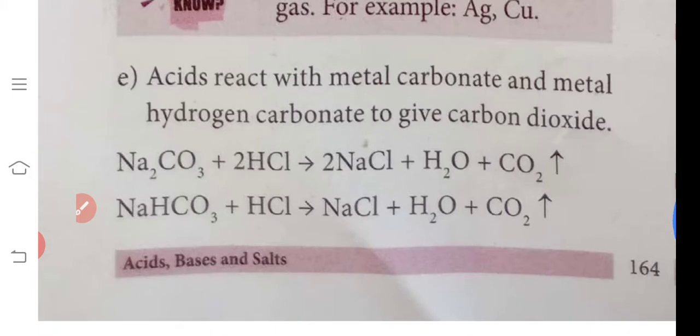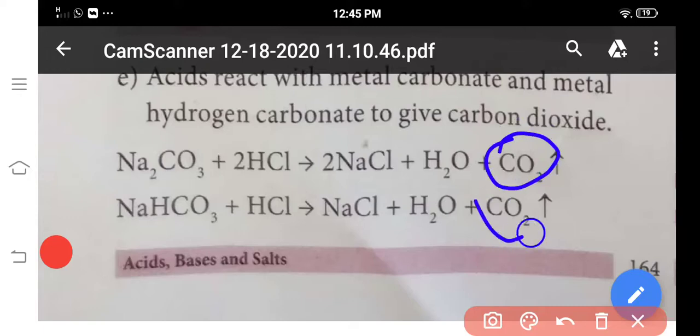Acids react with metal carbonates and metal hydrogen carbonates to give carbon dioxide. The acids react with carbonate and metal hydrogen carbonate. They give carbon dioxide, CO2. Na2CO3 plus 2HCl gives 2NaCl plus H2O plus CO2. So these two reactions give carbon dioxide. They release carbon dioxide.